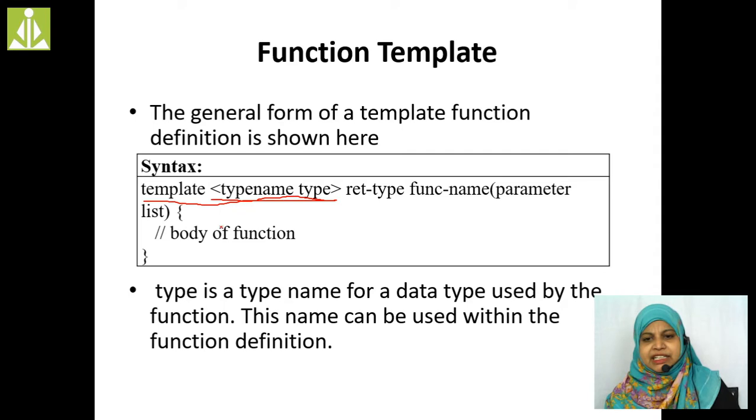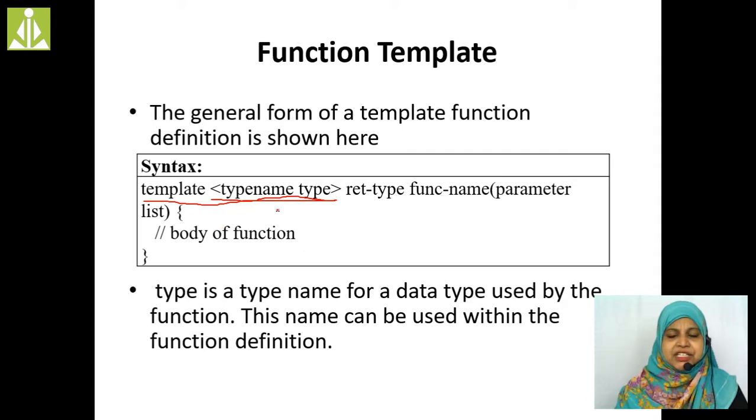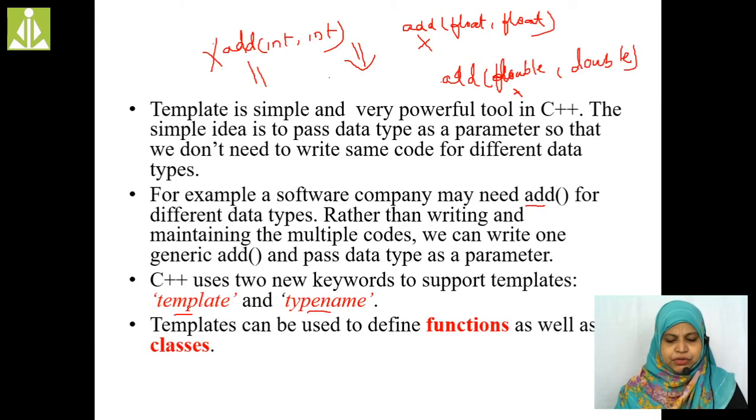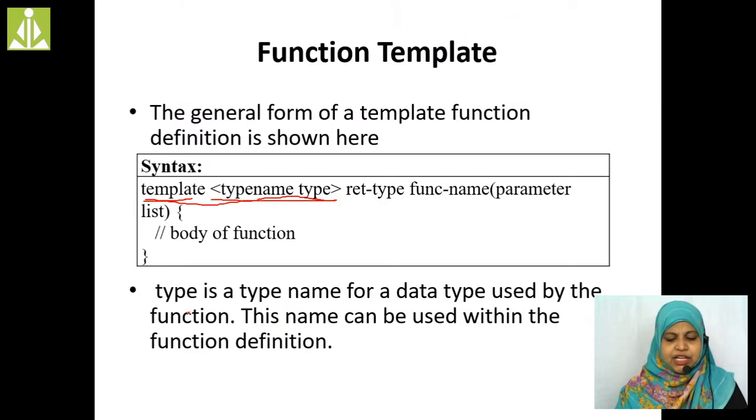Before declaring the function template, we have to declare that particular template. This is the general form of the function template. First is the template keyword, then followed by the type name. What type of parameters we are going to pass to the particular function is going to be defined by the type name.